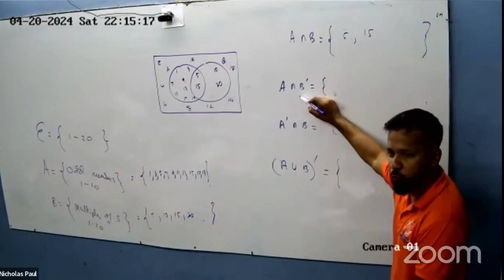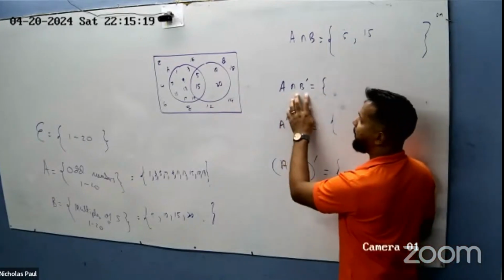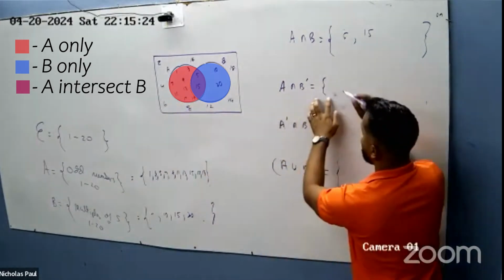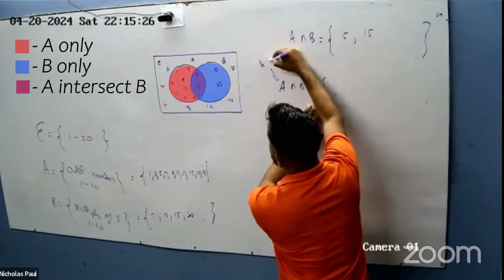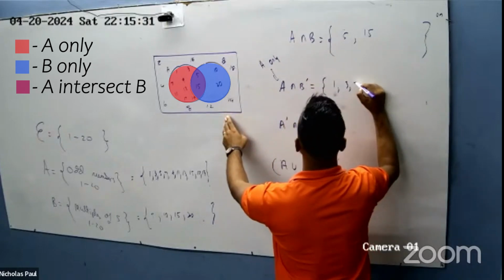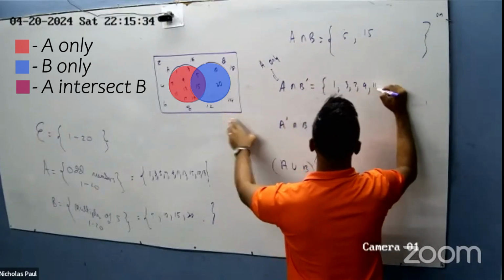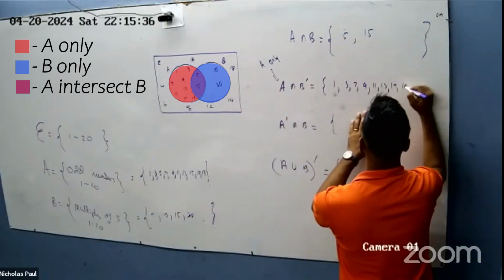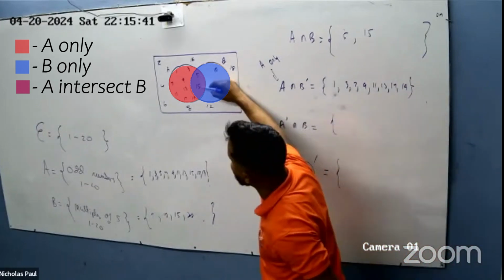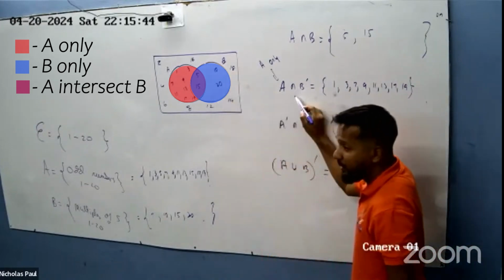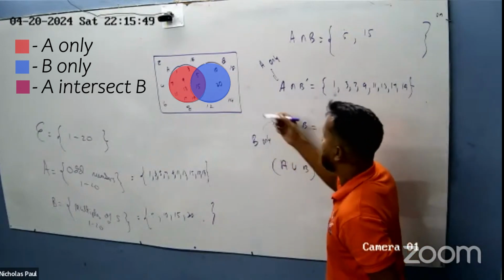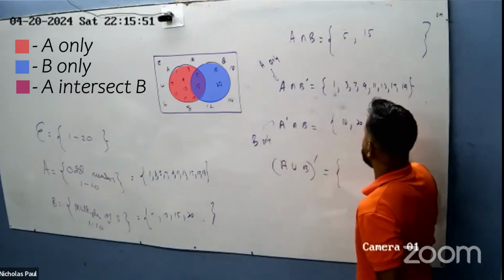So what is this again? A intersect B complement is what? A only. Remember that? A only is 1, 3, 7, 9, 11, 13, 17, 19. I'll leave out 5 and 15, remember, they don't belong to this. This is A only. This one here is B only. So that's only 10 and 20.